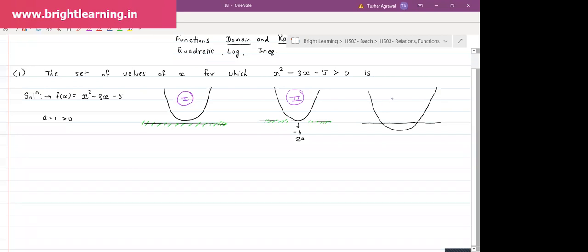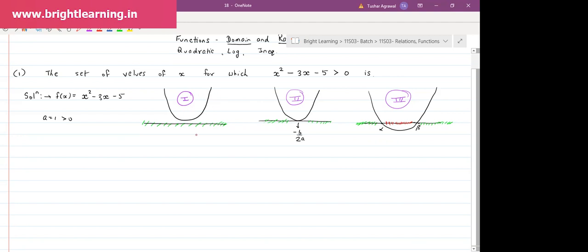Now in the third case, if that is the graph situation, then the interval would be all the points to the left of the lesser root and all the points to the right of the greater root. These 2 points are alpha and beta. So all the points lesser than alpha and all the points greater than beta, because for the values of x lying between alpha and beta, the graph is negative, so that is not the answer, and at alpha and beta the graph is 0. So now check which of the following is the case.